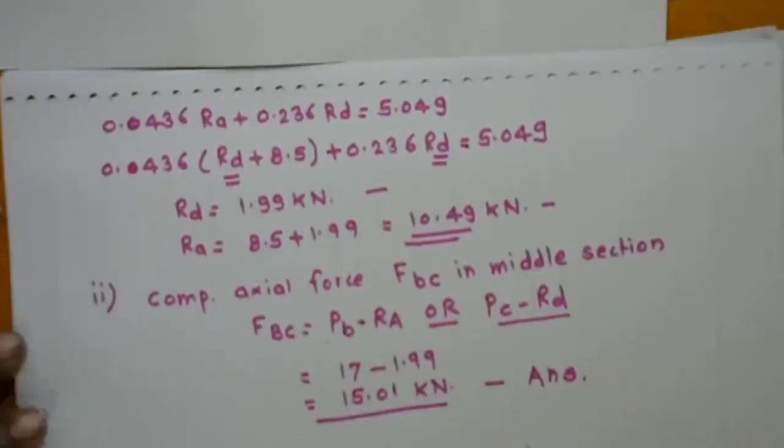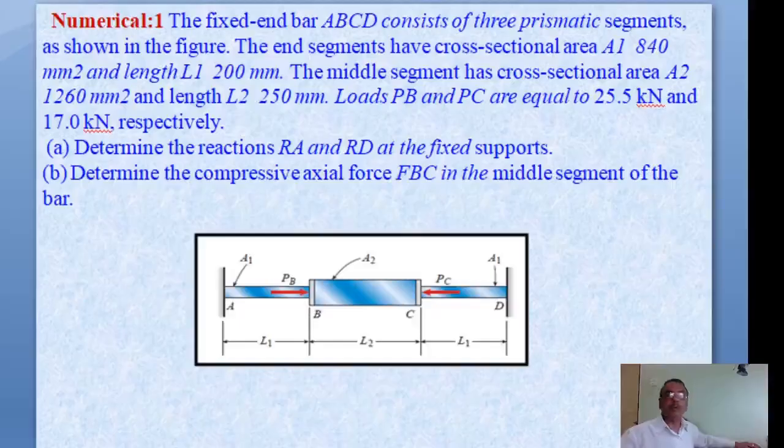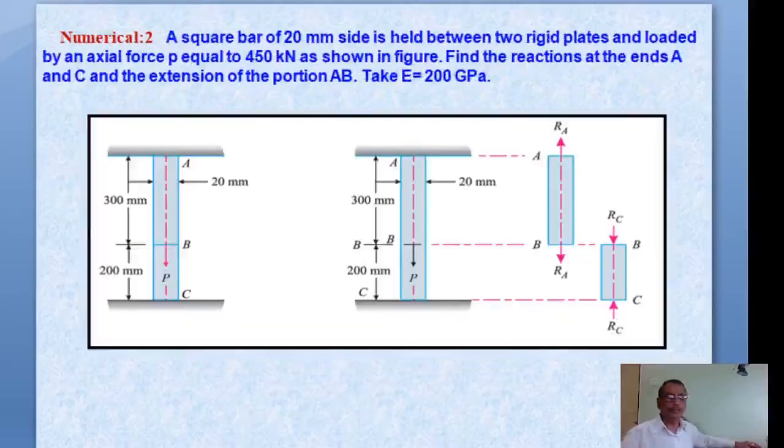Okay. Now come to our second numerical. A square bar of 20 mm side is held between two rigid plates and loaded by an axial force P equal to 450 kilonewton as shown in the figure. Find the reactions at the ends A and C and the extension of the portion AB. The modulus of elasticity E is equal to 200 GPa.